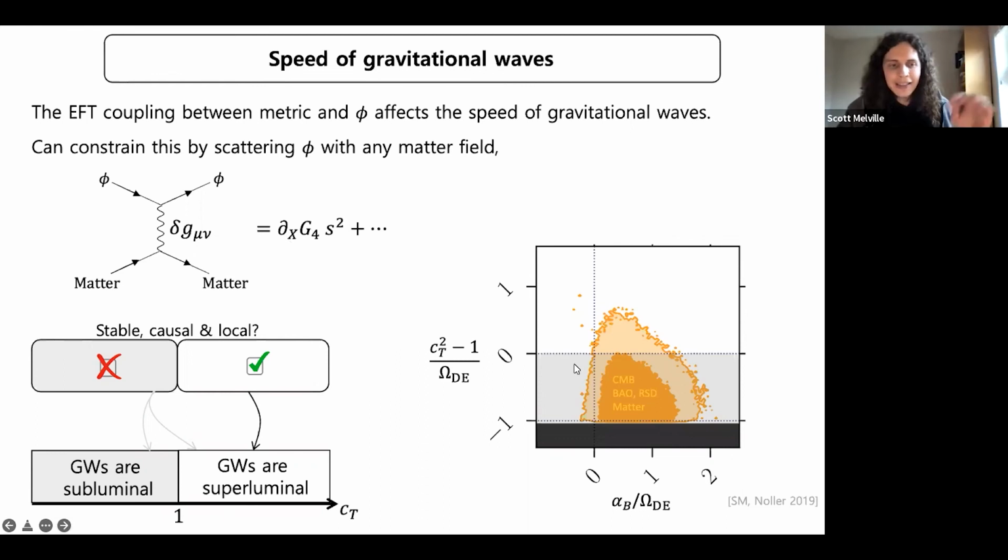So these slightly subluminal values of CT look fine at low energies, but they're secretly sick at very high energies. And then finally, if CT becomes complex, you don't need any fancy positivity arguments. You can already say that that theory is bad just by looking at the EFT.